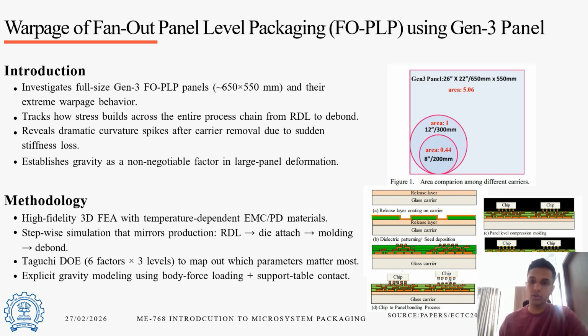The process flow is also depicted here. It starts from a dummy glass carrier with a release layer, and RDL is built onto it. Above the RDL we place our working dies, which are then covered using an epoxy molding compound, and the solder balls are attached, and then we separate out the different chips. In this paper, we track the stress buildup across the various stages, and it reveals a dramatic curvature spike after the removal of the carrier because of the sudden loss in stiffness.